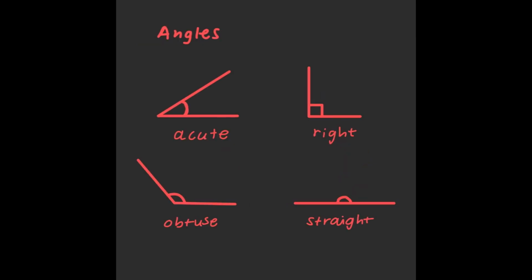Now, an angle is formed when two lines meet at a point called the vertex. It measures how much one line has turned away from the other, and we usually measure these in degrees, just like we saw in the circle. There are different types of angles.